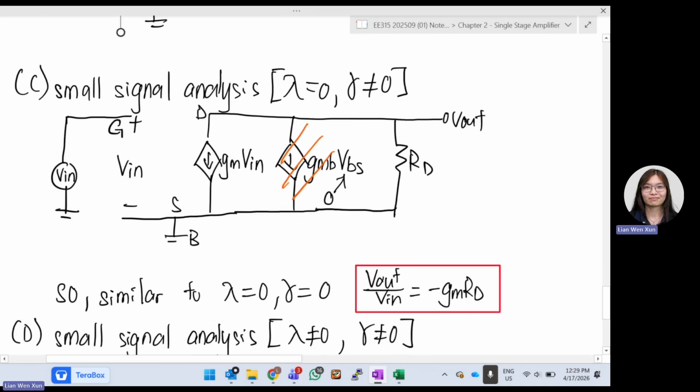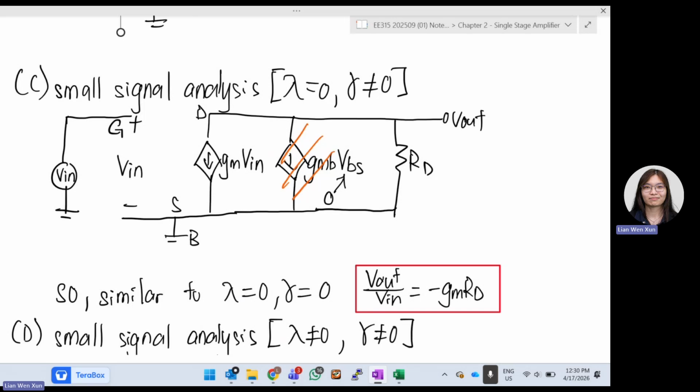What if I don't want my channel length modulation? I want to assume it's ideal, but now I want to consider body effect. So when we consider body effect, remember, we will have one more current source connecting between drain and source. That is my GMB VBS. So in this case, I still draw the exact same thing, but I will have my GMB VBS connecting between my drain and source. Then now we examine what exactly is my VB.